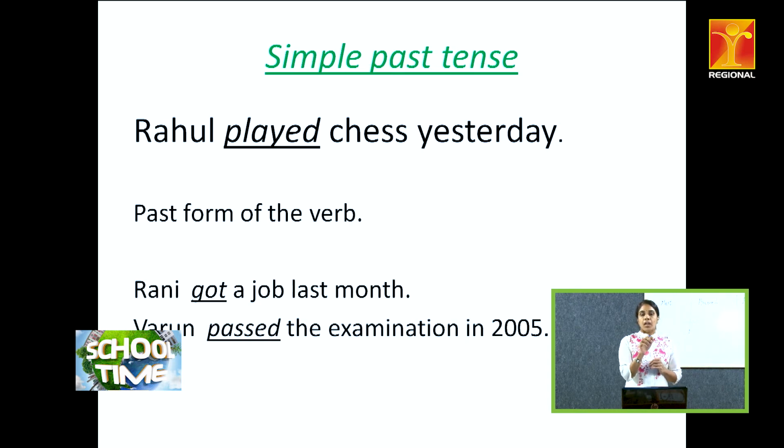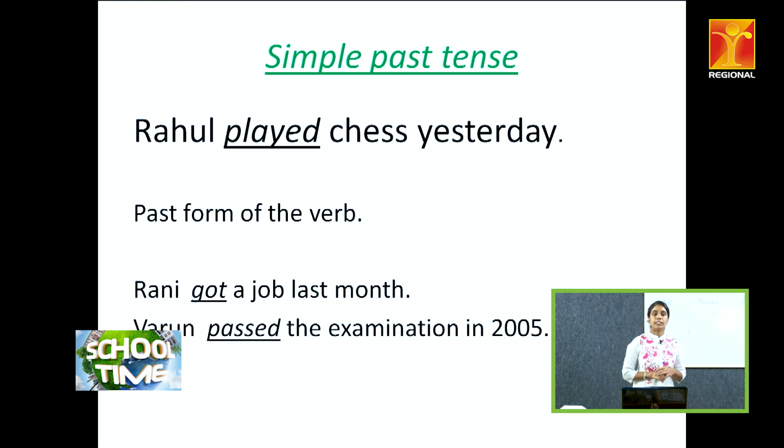Okay. The past form of the verb is used here. Example, play is the present form, and played is the past form. To construct simple past tense, we use the past tense form. Play, played, played. So, played, the second form, is used here.